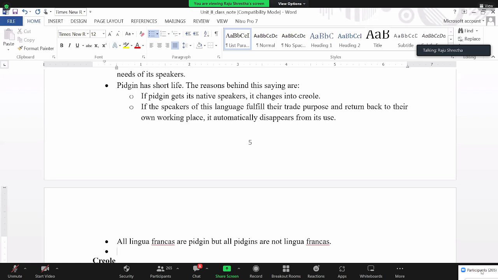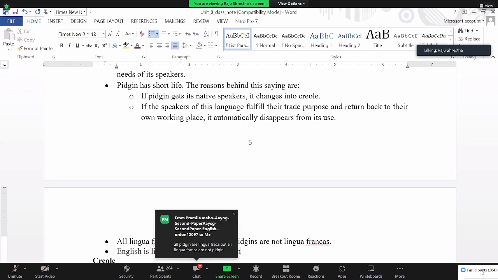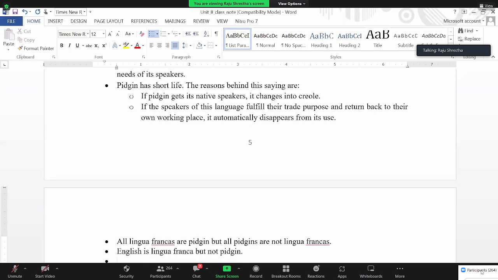ठीक छ यो? For example, English is what? E-N-G-L-I-S-H. English is what? Lingua franca, L-I-N-G-U-A. Lingua franca, but not pidgin. English is lingua franca but not pidgin. Pidgin चाहिँ होइन फेरि. All lingua francas are pidgin, but all pidgins are not lingua franca. यसलाई छोडिदिउँ, यो अलि नमिले जस्तो भयो.